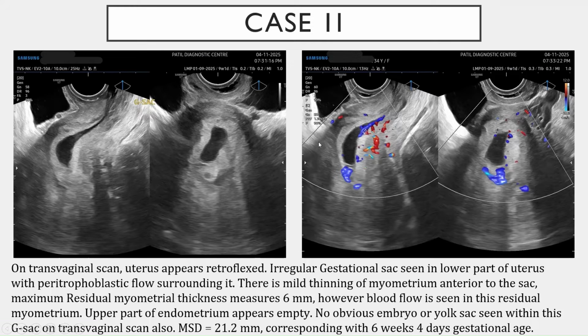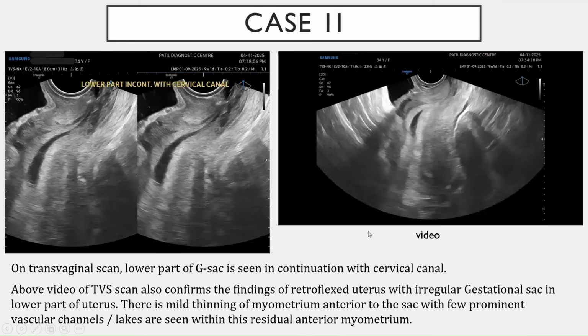A good peritrophoblastic flow is seen. There is a mild thinning of anterior myometrium with RMT of 6 millimeter. However, blood flow is seen in this residual myometrium, and upper part of endometrium appears empty, as seen here. Also, the lower part of GSAC is seen in continuation with cervical canal.